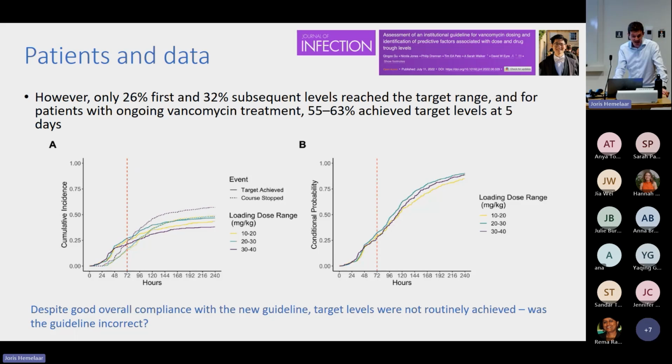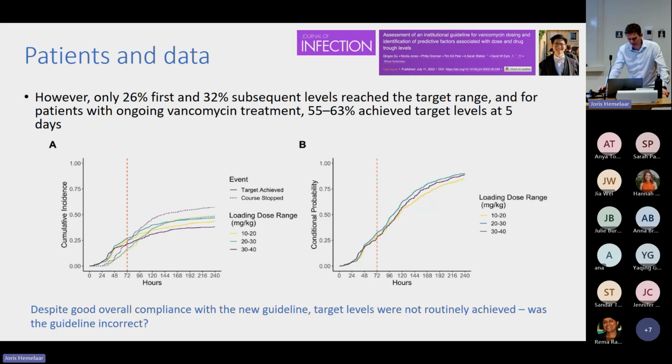How likely were they to ever reach target levels? And actually, it turned out that your chance by 5 days of reaching the target levels was only just over half. So this is everybody on the left-hand side in panel A, and on panel B, this is contingent on still being on treatment. And so you can see that the initial loading dose that you got didn't really make a great difference to whether you ended up on the right treatment.